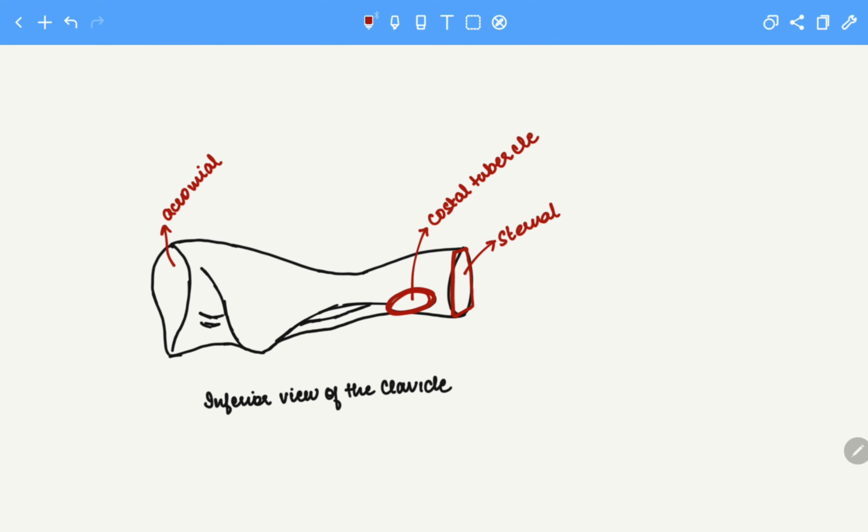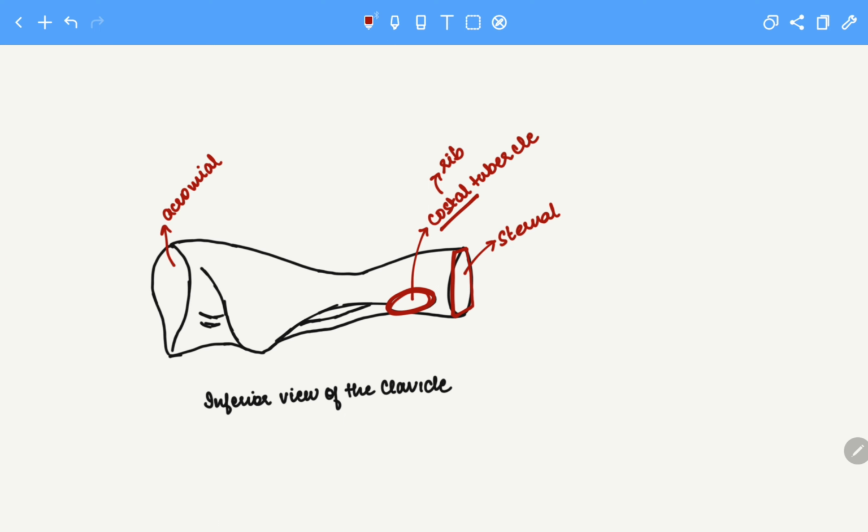Now, what do we mean by costal? Rib. So, the first rib, let's say this is the first rib. So, the first rib and the clavicle, they are attached to one another by a ligament called the costoclavicular ligament. So, this costoclavicular ligament will attach on this costal tubercle on the clavicle.